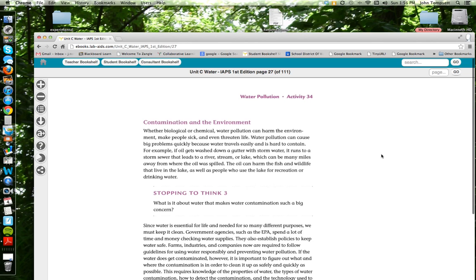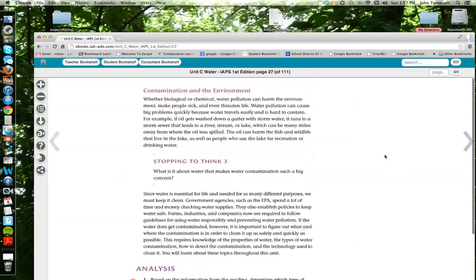Since water is essential for life and needed for so many different purposes, we must keep it clean. Government agencies such as the EPA spend a lot of time and money checking water supplies. They also establish policies to keep water safe. Farms, industries, and companies now are required to follow guidelines for using water responsibly and preventing water pollution.